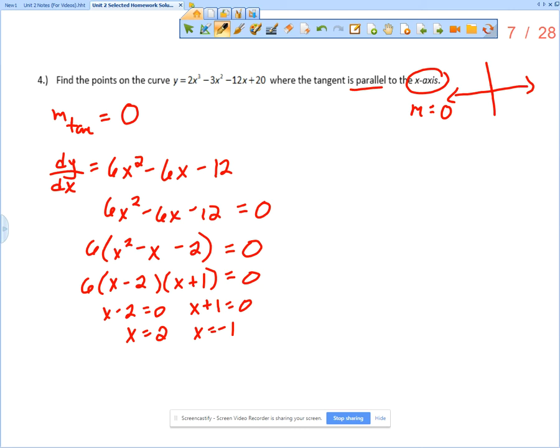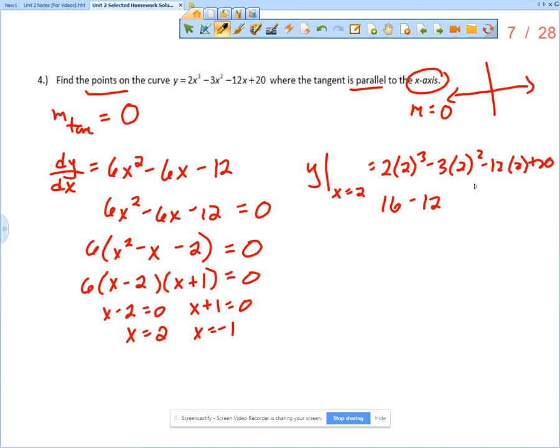Now, notice the directions. It says find the points on the curve. I know the x values where the tangent is parallel to the x-axis, but I don't know the y values. How do I find the y values? Well, I'm going to take y and evaluate it at x equals 2. So 2 times 2 cubed minus 3 times 2 squared minus 12 times 2 plus 20. All right, 2 times 2 cubed. 2 cubed, 2 times 2 times 2 is 8, times 2 is 16, minus 3 times 2 squared. 2 squared is 4, times 3 is 12, minus 12 times 2 is minus 24, plus 20.